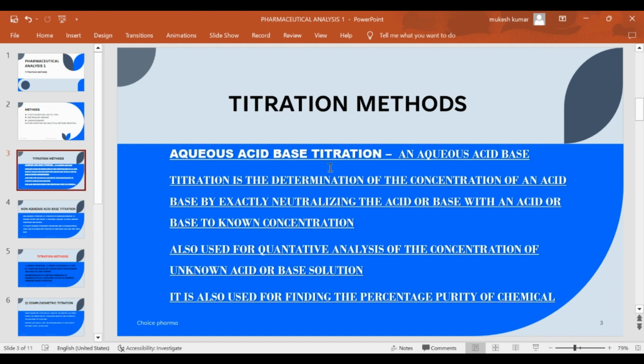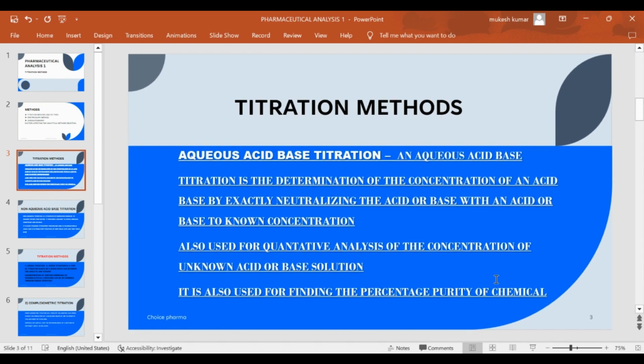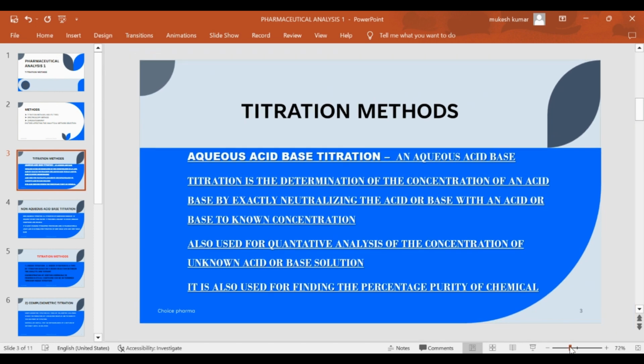An aqueous acid-base titration is the determination of the concentration of an acid or base by exactly neutralizing the acid or base with an acid or base of known concentration. Aqueous titration allows for quantitative analysis of the concentration of an unknown acid or base solution. By using this method, we can find the concentration of an unknown acid-base sample, and the quantity is also determined. Aqueous acid-base titration can also be used to find the percentage purity of a chemical.